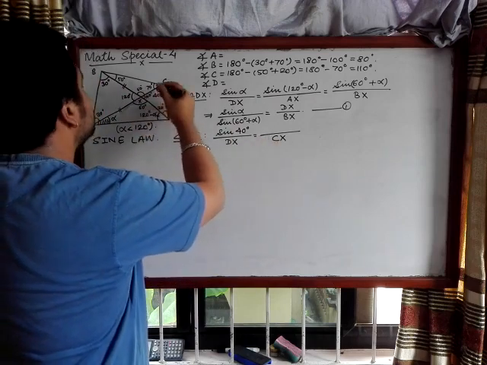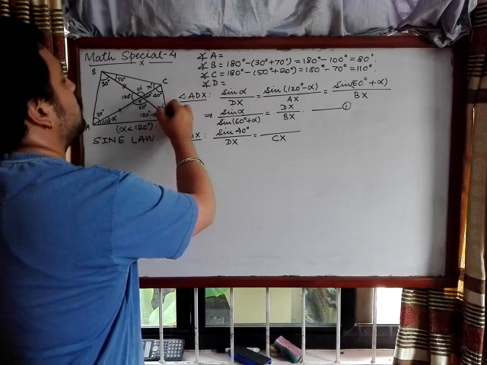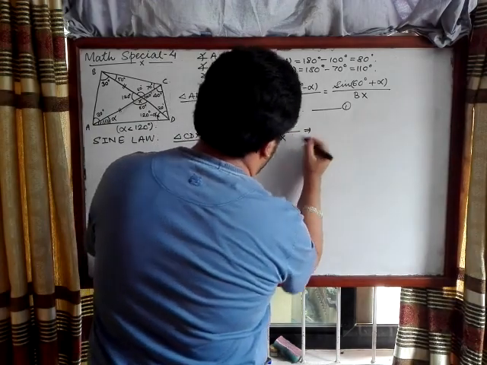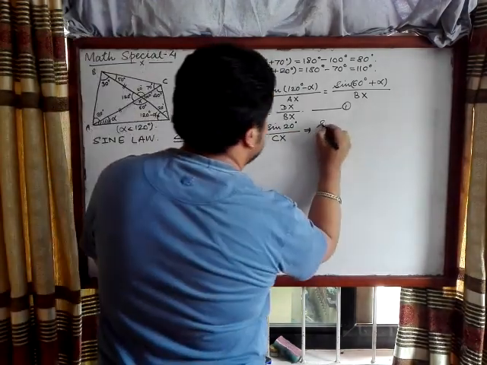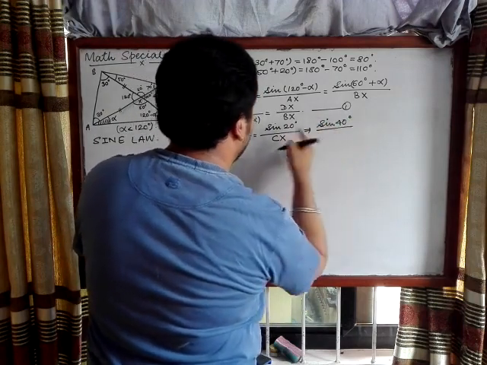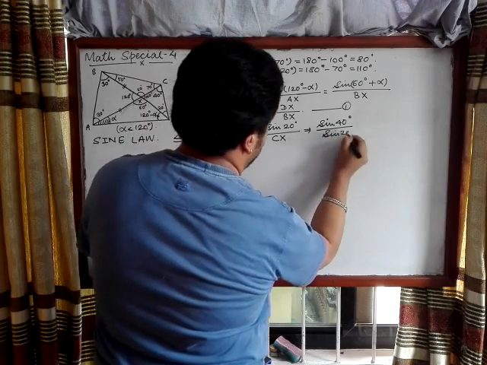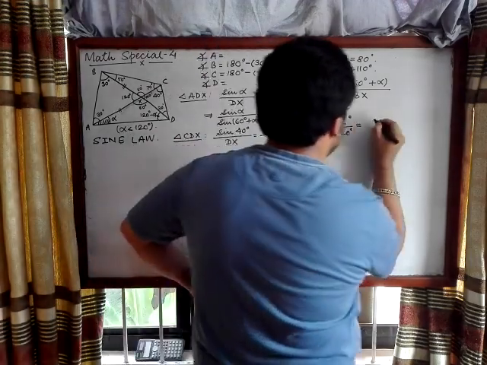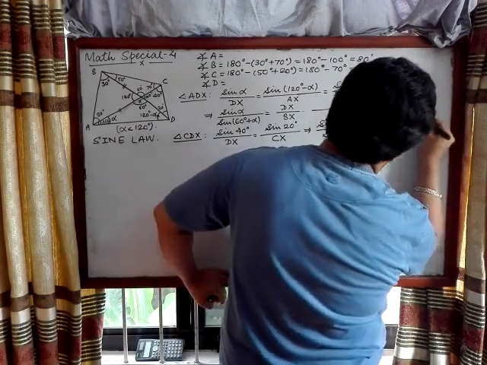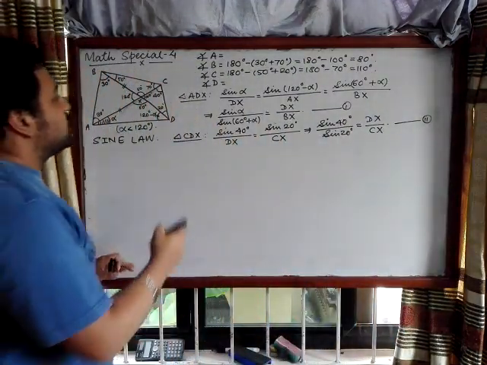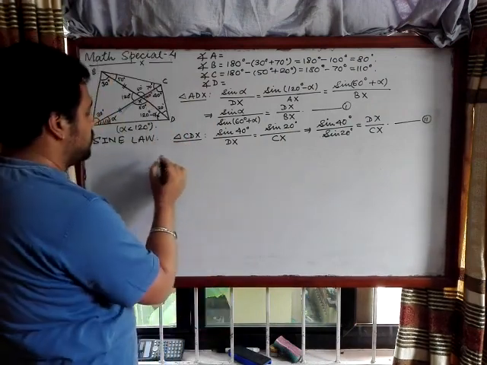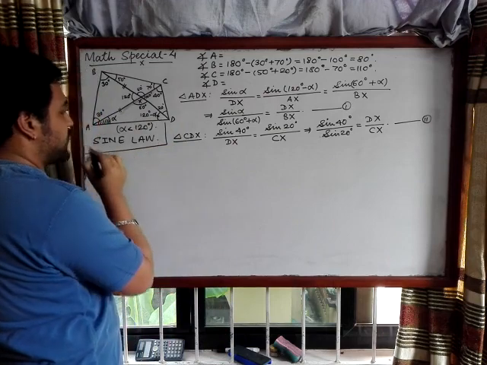If we choose CX, then it is opposite to this angle. This angle measures 20 degrees. So sine 20 degrees. If we simplify this a little bit, what we get is sine 40 over sine 20 is equal to DX over CX. Let's call this equation 2. Next, CX is a side of this triangle as well, of triangle BCX.